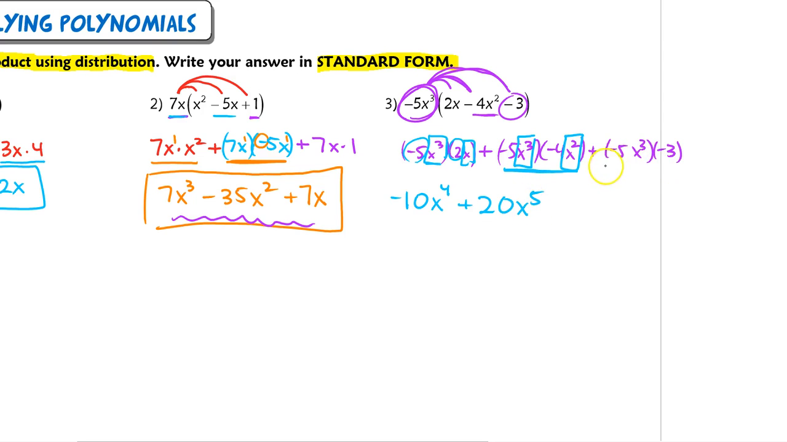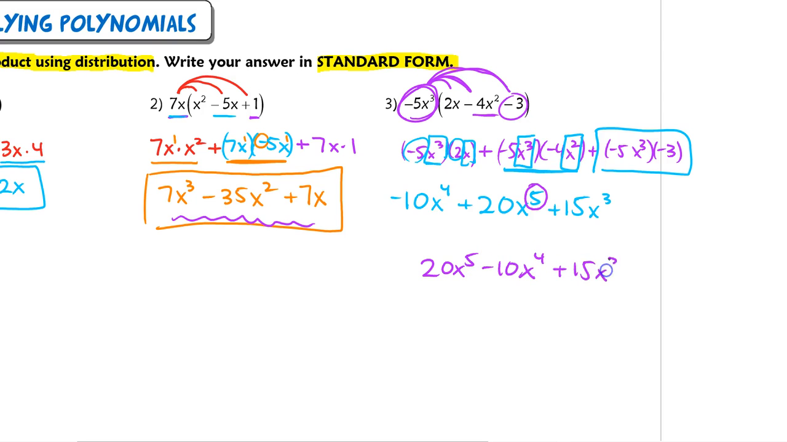Okay? All right, last term here. You've got negative 5 times negative 3, which is going to turn again into a positive 15. And then x cubed here is just going to drop down. There's nothing else that we're multiplying that x cubed by. Okay, one last thing to do here. Obviously, this is not written in standard form because this is not the highest exponent. So I want to rewrite this as 20x to the 5th, then minus 10x to the 4th, plus 15x cubed. And that is my final answer.